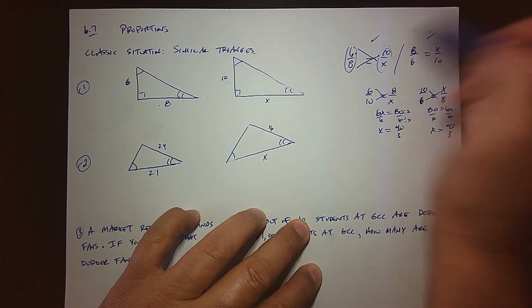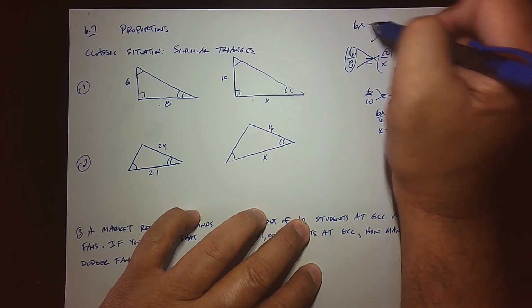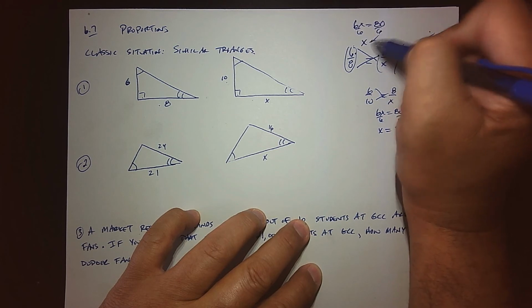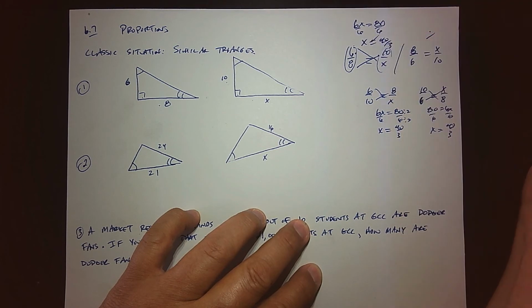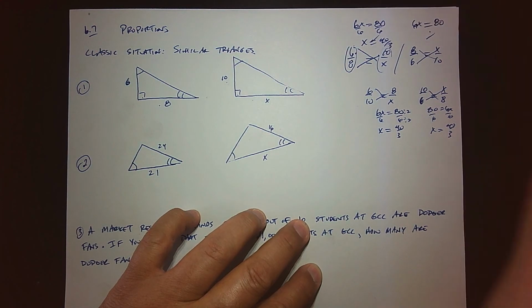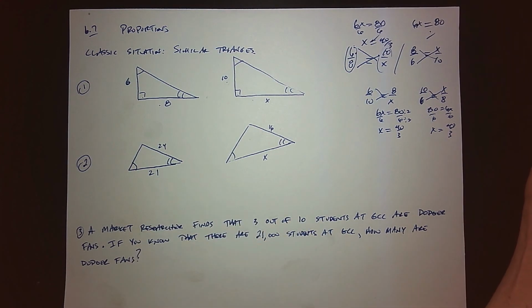Look what happens here. If we cross multiply, we get 6x equals 80. Divide both sides by 6, and we get the same answer. Last but not least, cross multiply, we get 6x equals 80, and I think we already know the end of that story.